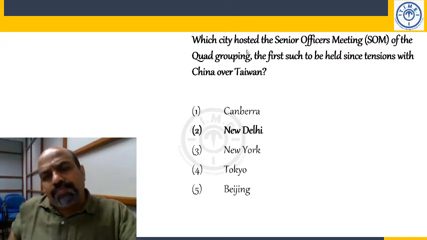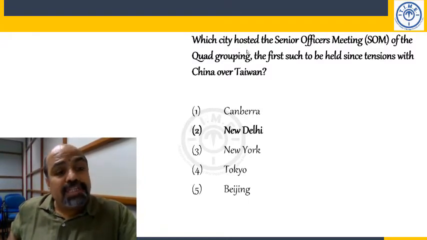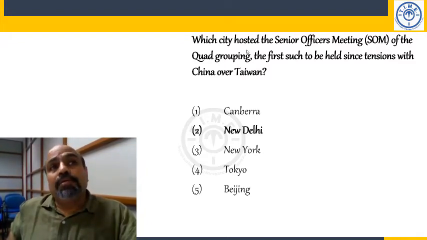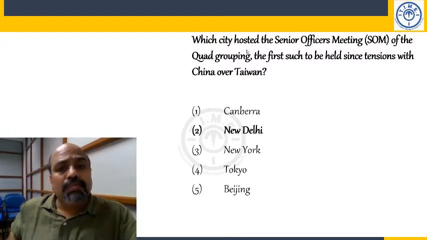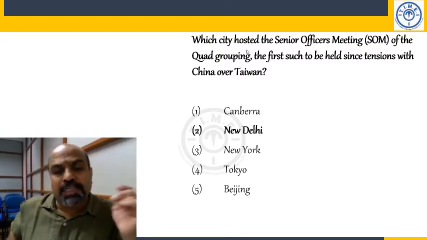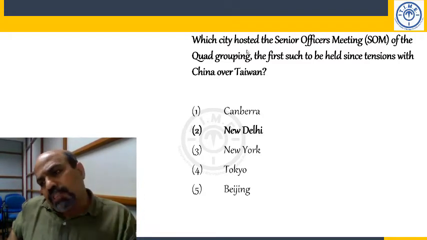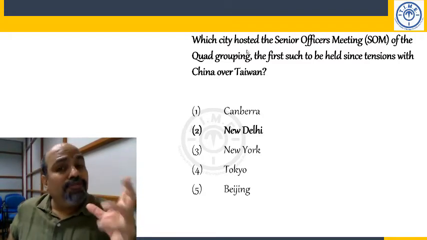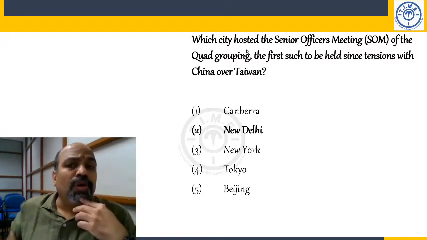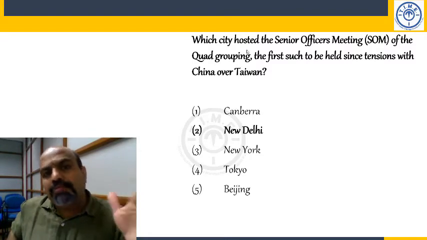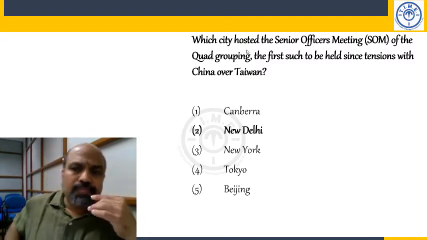So you have Canberra, New Delhi, New York, Tokyo, Beijing. Canberra, as you know, is the capital of what? Australia. It's the capital of Australia, and Canberra has a nickname, Bush City. Bush means jungle. Bush City, B-U-S-H, Bush City. Okay. What is the nickname of Beijing? Forbidden City. Forbidden, F-O-R-B-I-D-D-E-N. Forbidden. Something that's not allowed. Forbidden City.